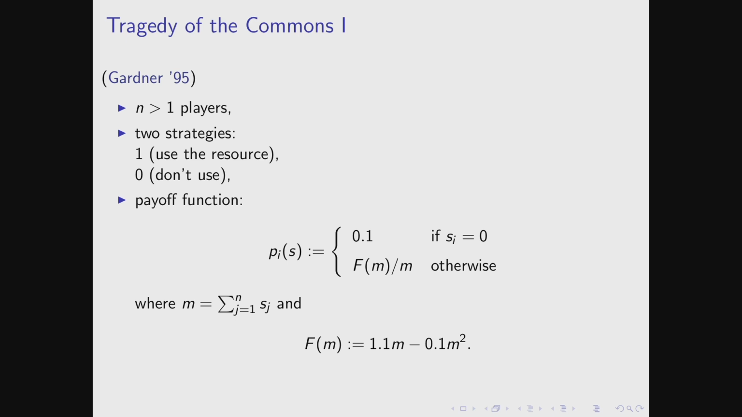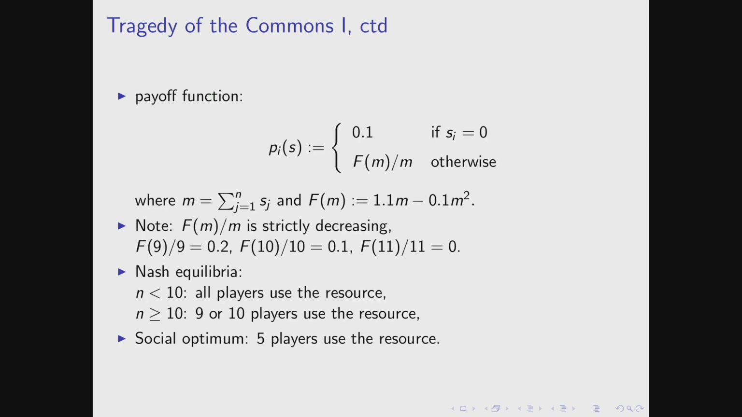So M is the sum, the number of cows which are put there. And there is some artificial function, and you get your fraction of this. You are one of these M people. And this function has a certain property, in the second bullet, such that this payoff goes down. So if there are only 9 cows there, then you get payoff 0.2. If there are 10 cows there, then your payoff becomes 0.1. And if there are 11, you get 0.